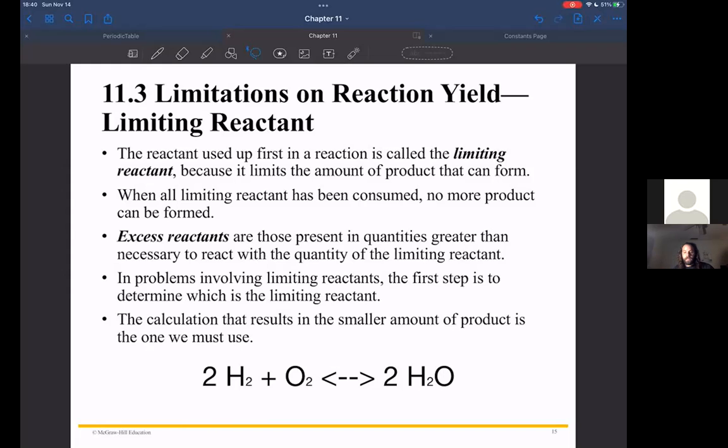So if we were trying to calculate how much water was formed, we would start off with how much of the reactants that we have, right? But the chance that I have exactly the correct amount of hydrogen and oxygen so that they react together and that there's absolutely nothing left over is not very likely, right? And so what these problems are all about is figuring out what your limiting reactant is. And that's the reactant that's going to be used up first in the reaction, right?